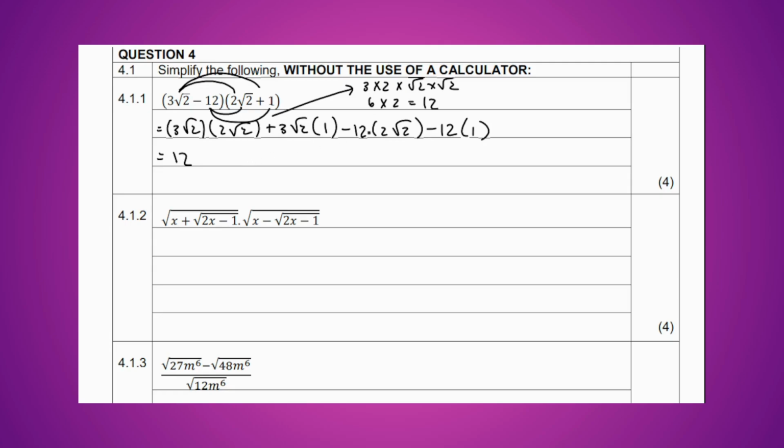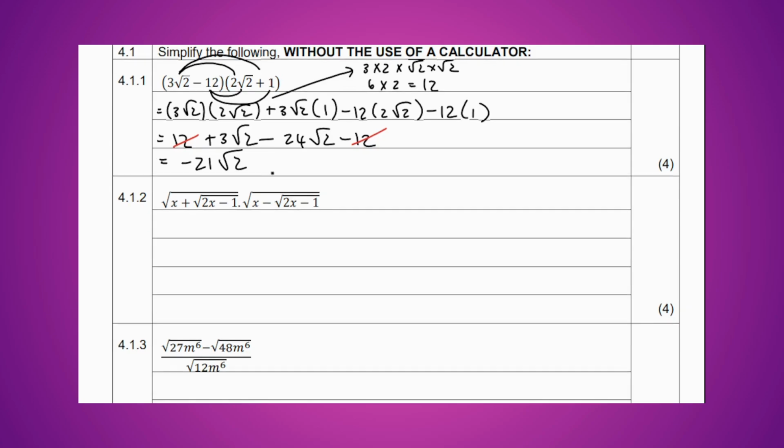Then the rest is just normal multiplication. 12 minus 12 is 0. Don't have to worry about that. And then you treat those roots, those surds, as if they're like x's. So 3 minus 24 is negative 21, and that's square root 2.